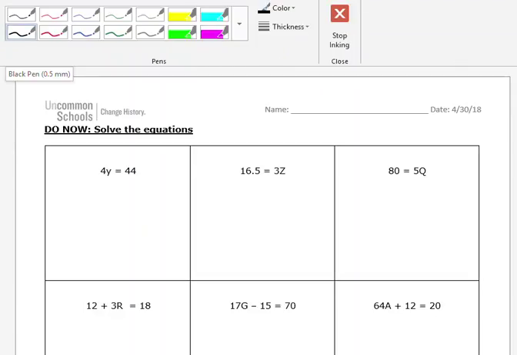Okay, guys, we are going to go over some of the problems in this do now. So let's go to this first row and we'll take a look in the middle. And I have 16.5 is equal to 3z.